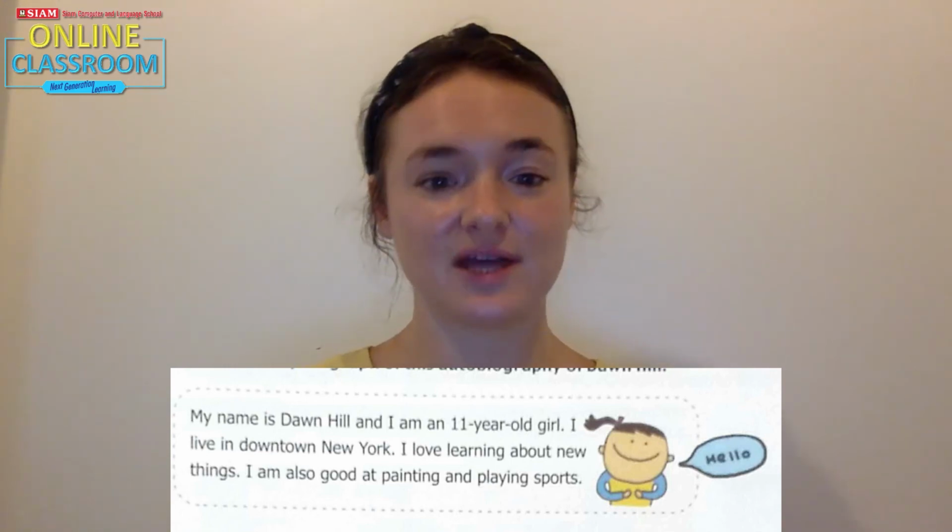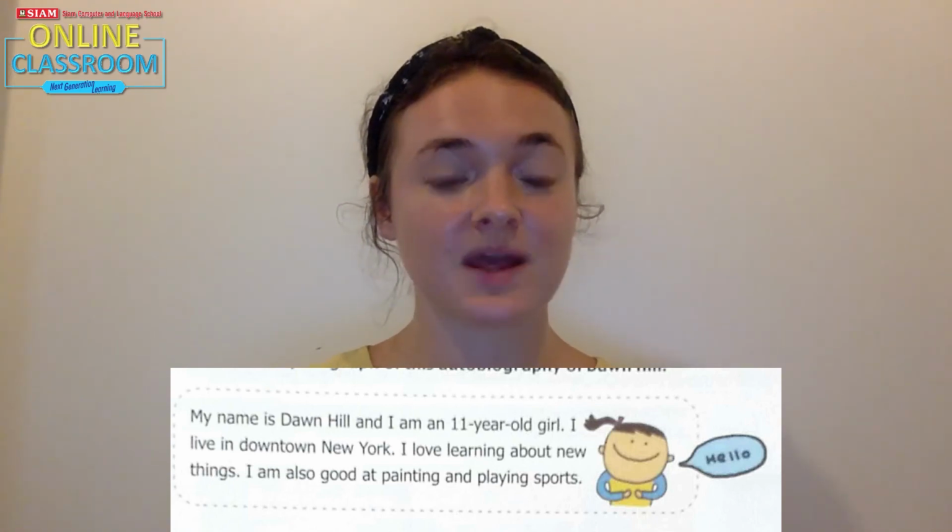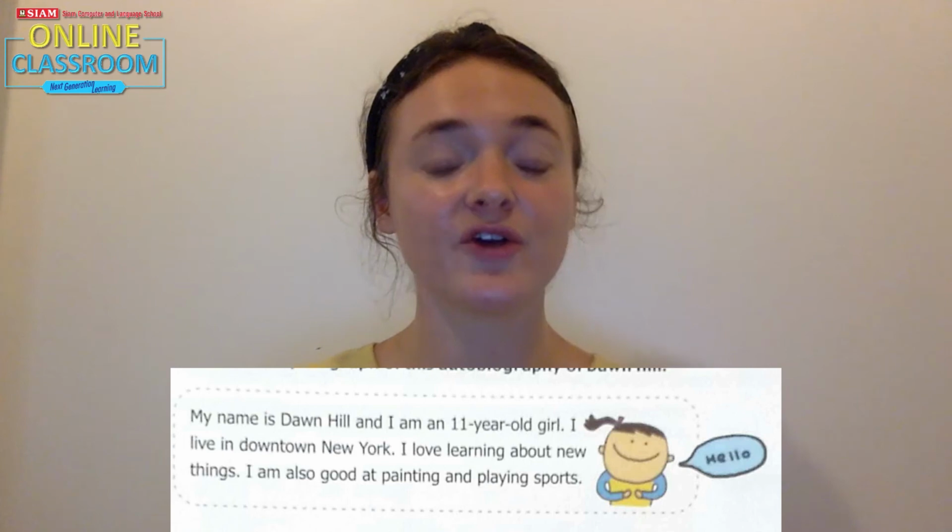So now that we have completed all that, we're going to move on and continue learning more about autobiographies. So if everybody looks at page 4, which I will show up here, there is an example paragraph from a girl named Dawn Hill. She wrote a little paragraph about herself. She says, "My name is Dawn Hill, and I am an 11-year-old girl. I live in downtown New York. I love learning about new things. I am also good at painting and playing sports." So that was her first little paragraph about herself.